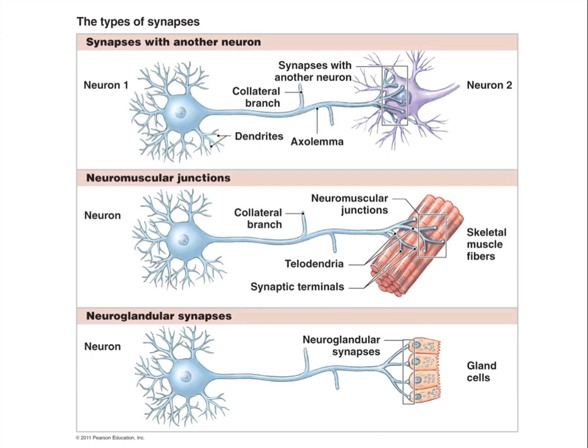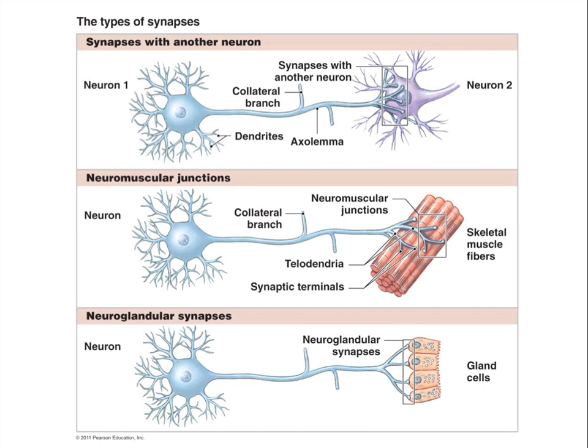And so let's have a look at the different types of synapses we could have. We said we could have a synapse of one neuron with another neuron, and we simply just call this a synapse. Now, if this synapse happens to be on skeletal muscle, then this synapse is known as a neuromuscular junction. If this synapse is on a gland, for example, we know this as a neuroglandular synapse. So they're the three different types of synapses that you need to know.